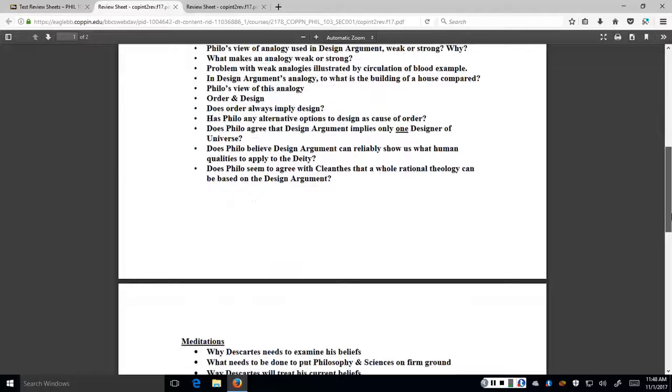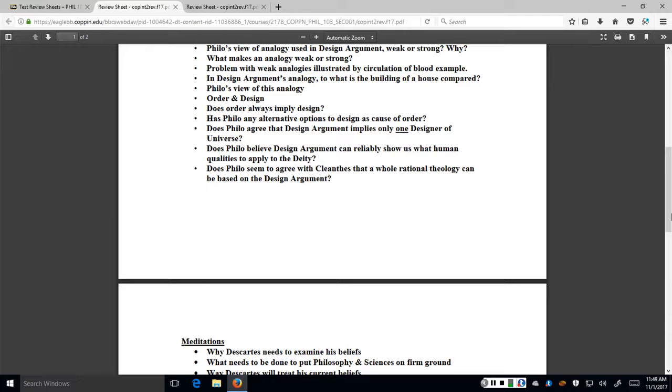Okay, moving right along here, because I want to get you up with the other class, and we only have two minutes. So these alternative options to design as a cause of order are internal to the mechanism. But for Philo, the design argument doesn't even necessarily lead to the conclusion that there was only one designer. It could just as easily lead to the conclusion that the designer of the universe is many. And does Philo seem to agree with Cleanthes that the whole of a rational theology can be based on things like the design argument? Well, he obviously doesn't, because he thinks that you don't get a clear, unique conception of God as the designer from the design argument.